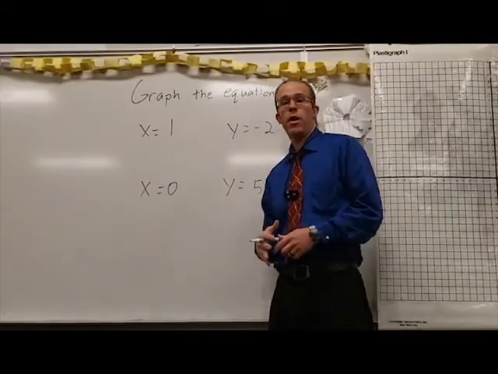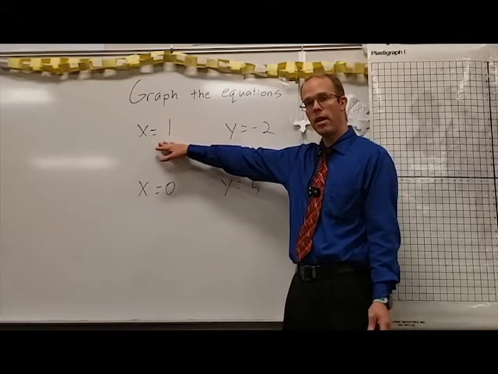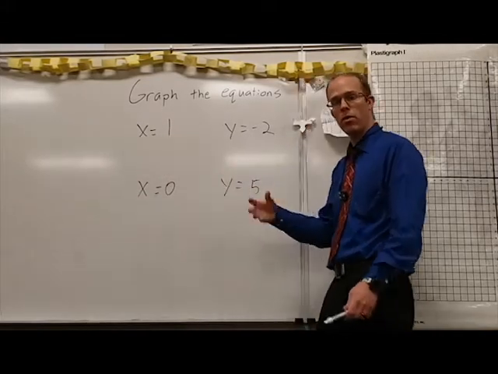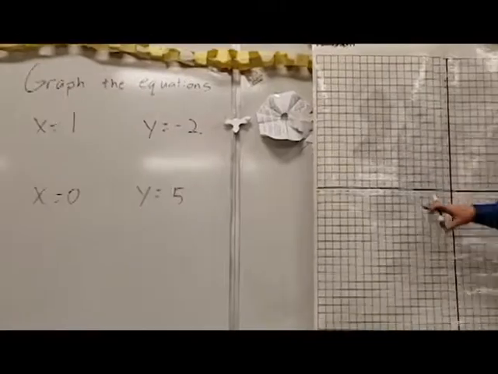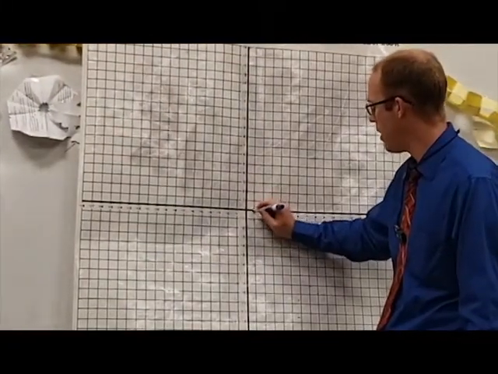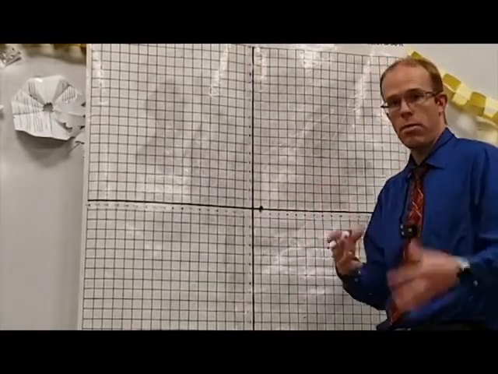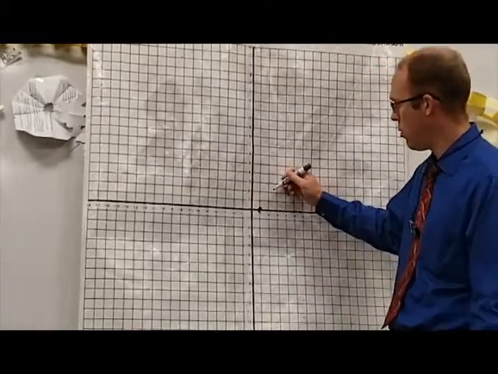Today we're going to start graphing equations. We've got 4 examples here, and our first one is x equals 1. If we go to our graph, there is a place on the x-axis where the x value equals 1. We can see that right here. And we need to keep the locations of all the points where our x value equals 1.